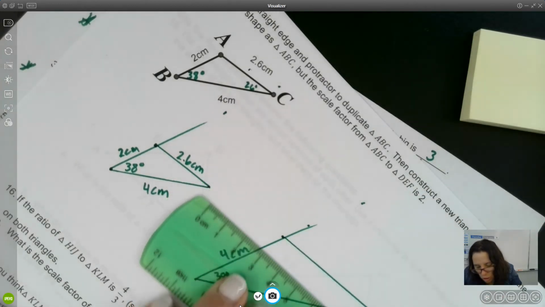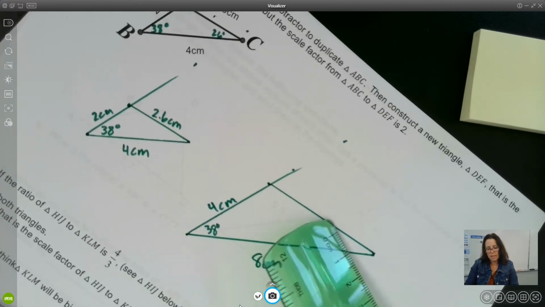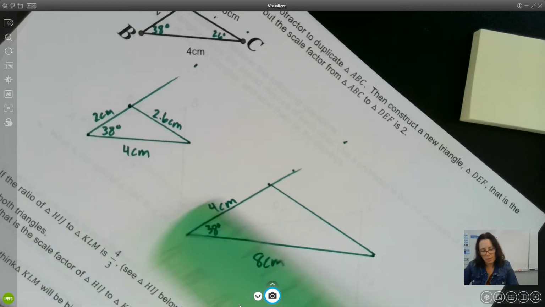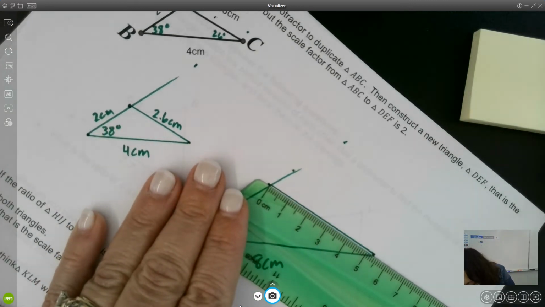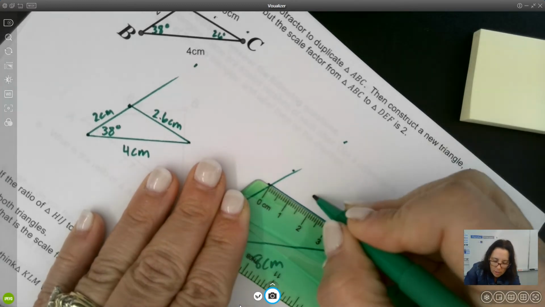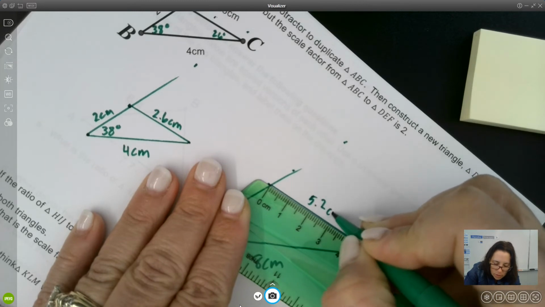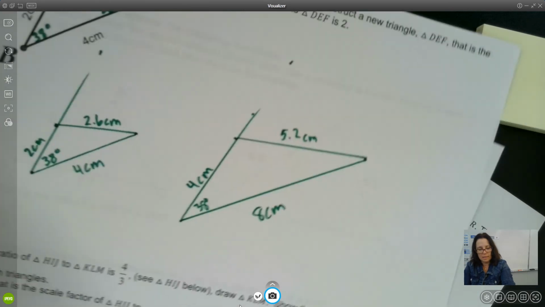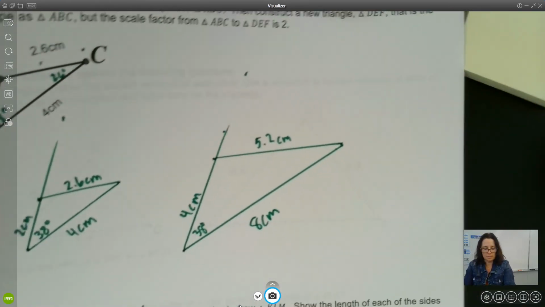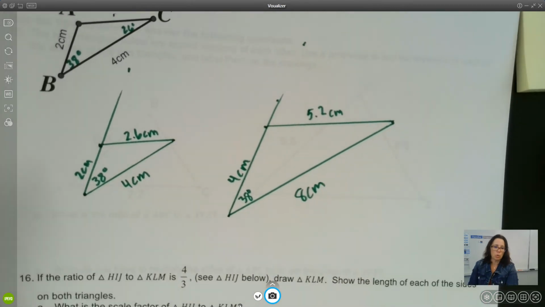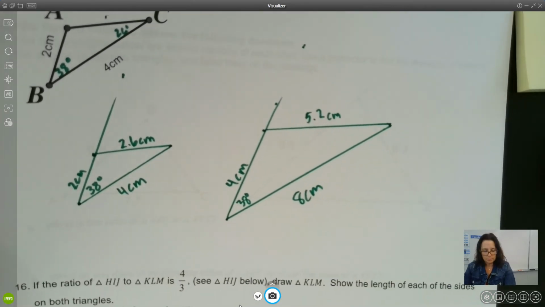Okay, and I need to make sure that this length is twice 2.6. So it should be 5.2. It's a little longer, but to the best of my human ability, okay, I doubled that, 5.2 centimeters. Okay, so there's my duplicate, guys. I should say my duplicate and my blow up by 2, scale factor of 2.